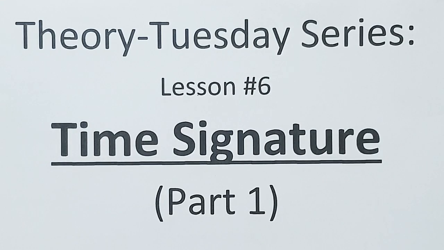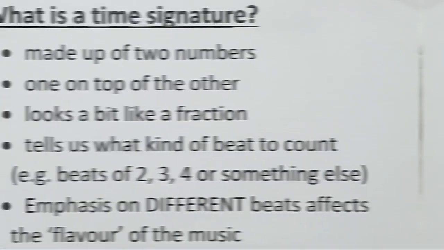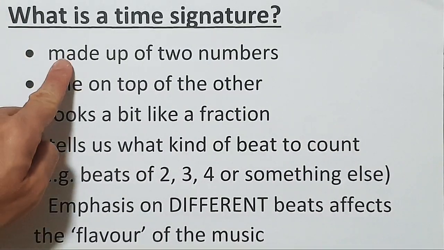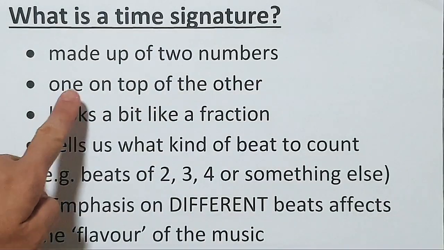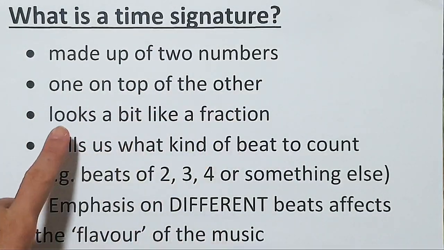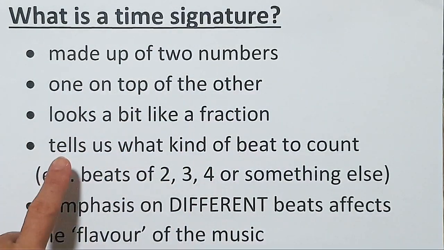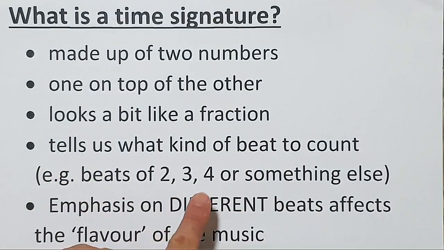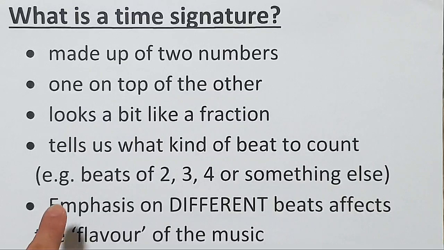Theory Tuesday series, lesson number 6, time signature, part 1. What is a time signature? It is made up of two numbers, one on top of the other. Looks a bit like a fraction. It tells us what kind of beat to count, for example, beats of 2, 3, 4 or something else. Emphasis on different beats affects the flavor of the music.